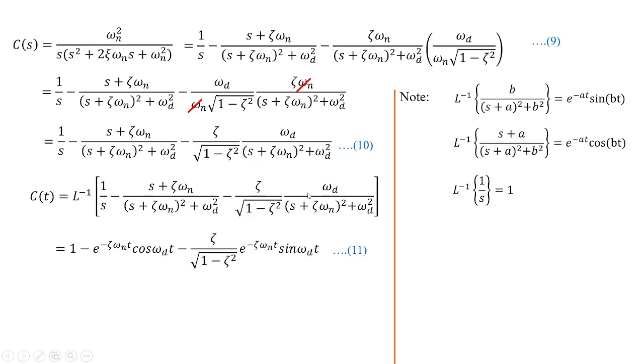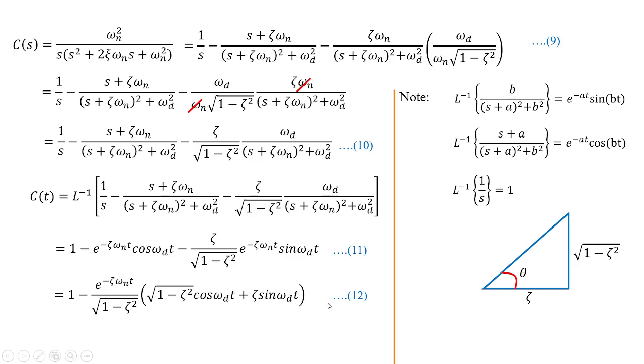and I'll frame these three according to the Laplace inverse of this equation 10. So you can see I have framed the values and obtained, in terms of, e to the power of minus zeta omega n t cos omega d t minus zeta by under root of 1 minus zeta square e to the power of minus zeta omega n t sine omega d t. Now you can see the common terms are taken on one side and equation 12 is framed.